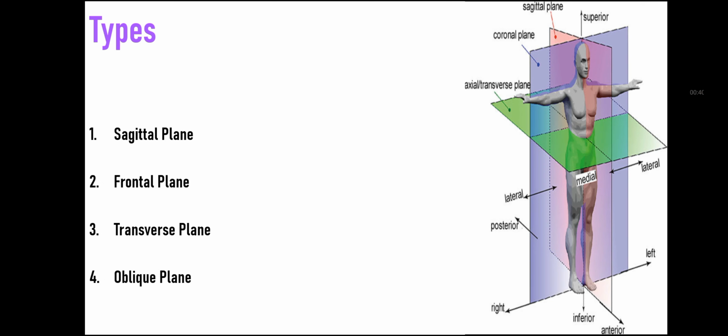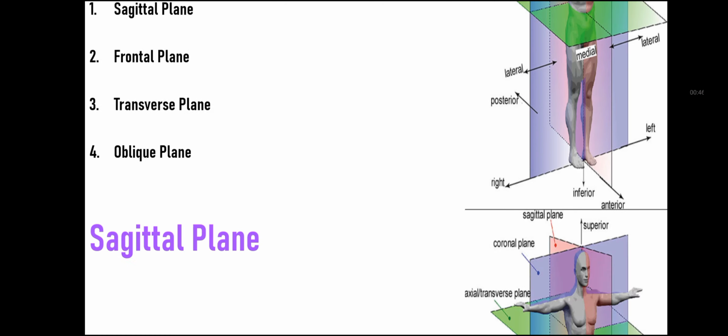Now let's talk about the types of anatomical plane. These are sagittal plane, frontal plane, transverse plane, and oblique plane. The first three are the main anatomical planes, and the fourth one is the accessory anatomical plane. Now let's talk about these anatomical planes one by one. Let's start with the sagittal plane.